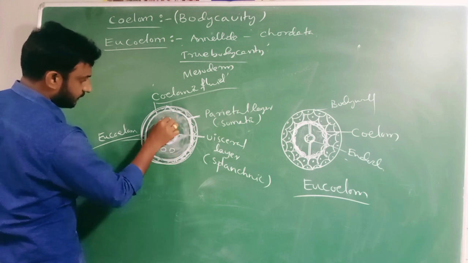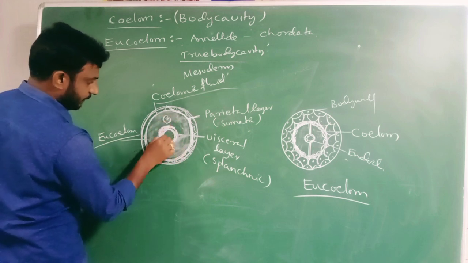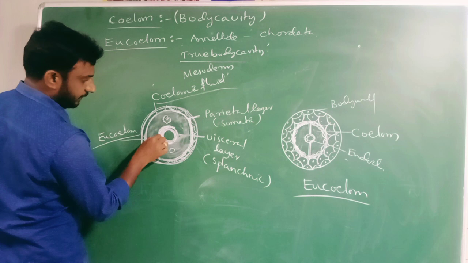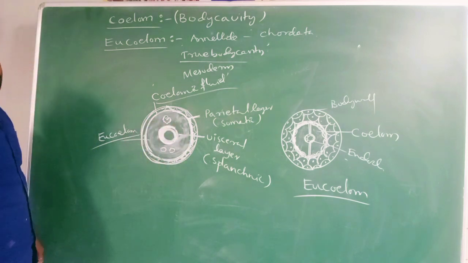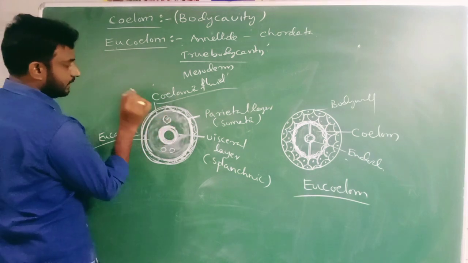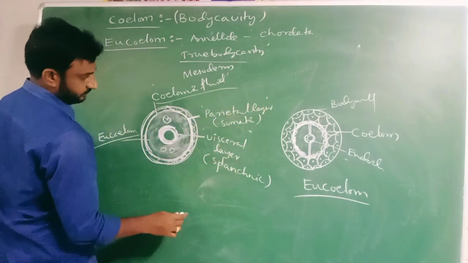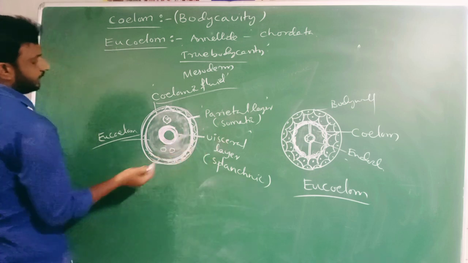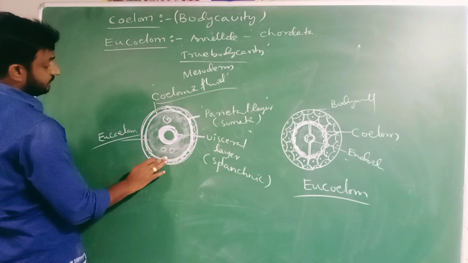For example, the heart is freely suspended. Visceral organs like the alimentary canal are freely suspended in the cavity. Other organs, like the kidneys, are also present in this cavity. These organs are either covered with the parietal layer or covered with the visceral layer.